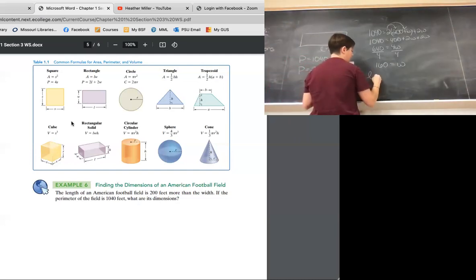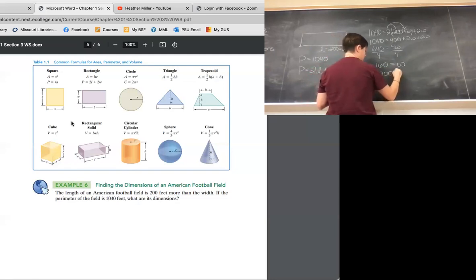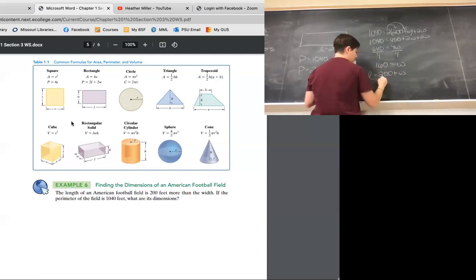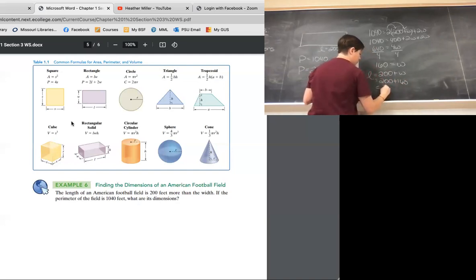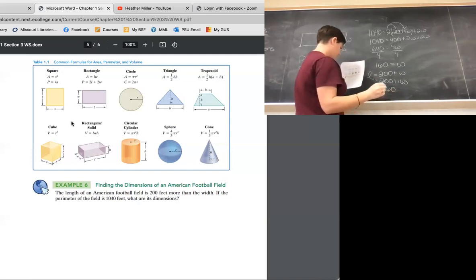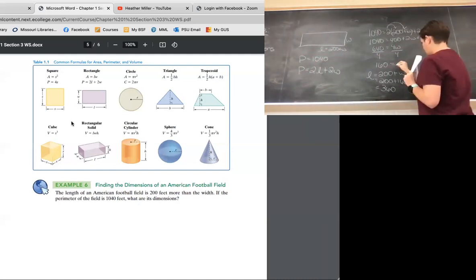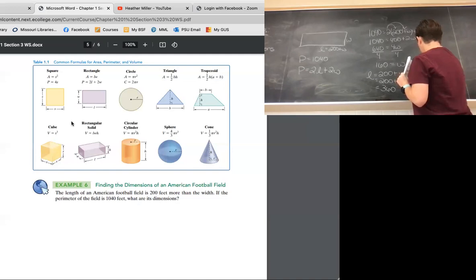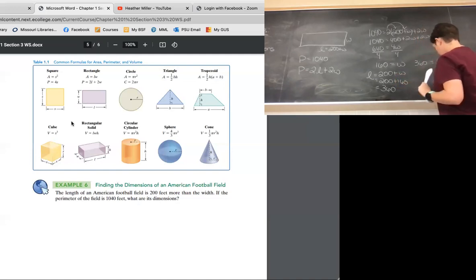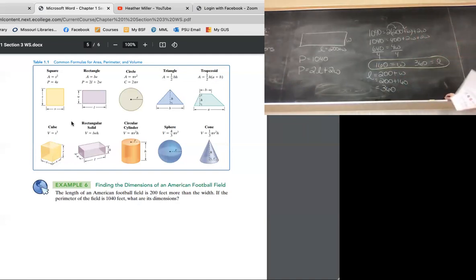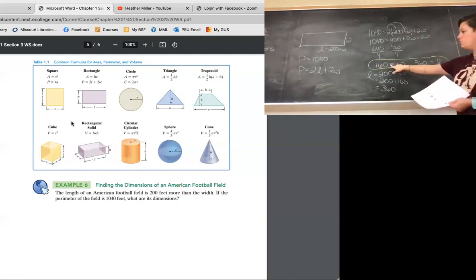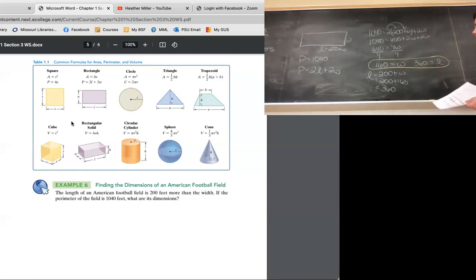Now, we knew L is 200 plus W. That's 200 plus 160, which equals 360. So we had 360 equals our L. This one is really easy to check. If you take 2 times your width and 2 times your length and you add those together, you'll get the 1040, which is what they told us was the perimeter of our football field.